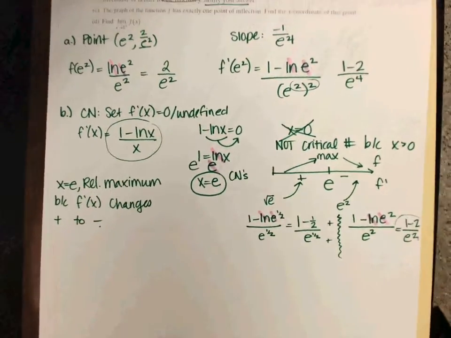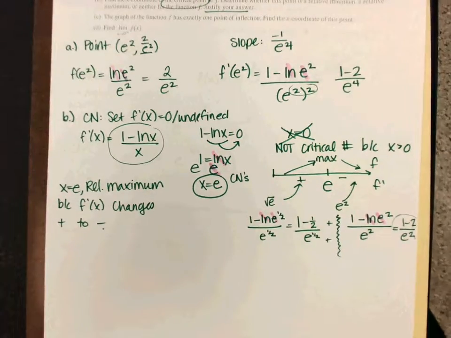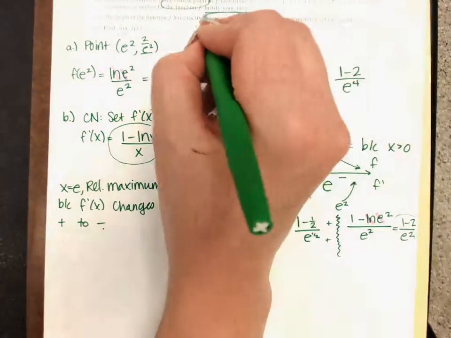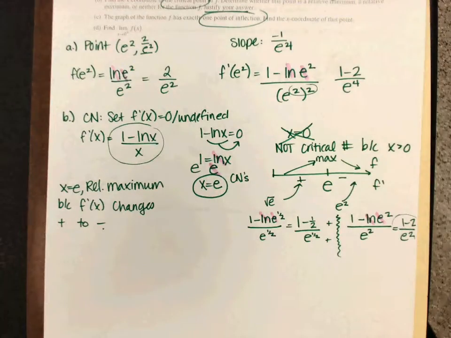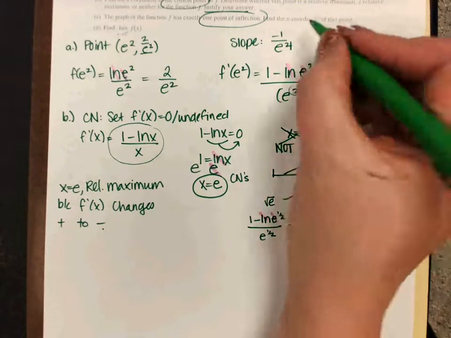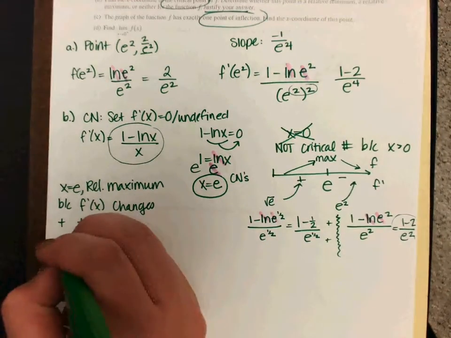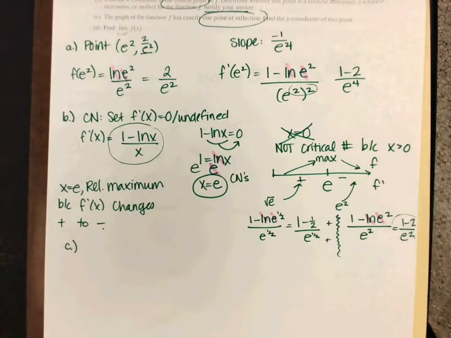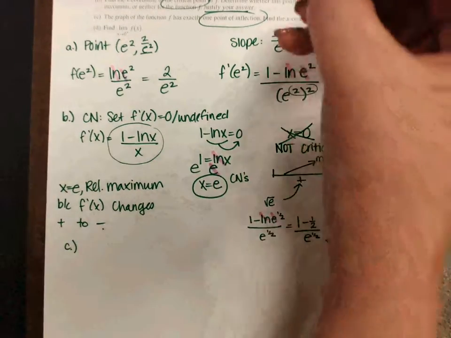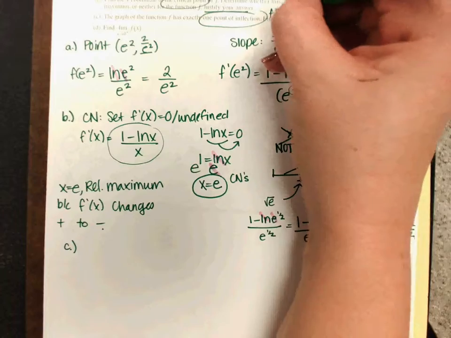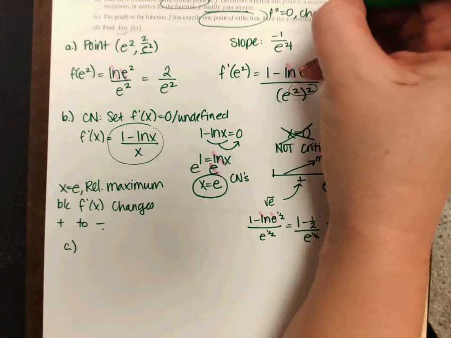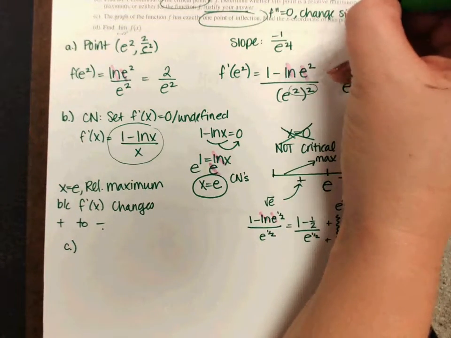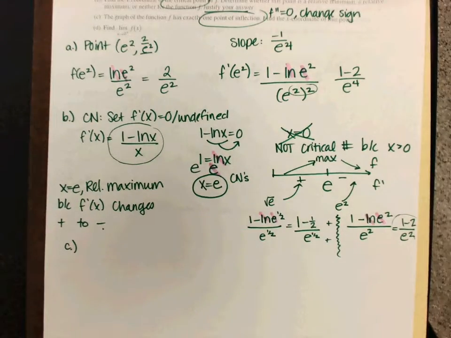Okay, last part, we need to do actually two more parts. Part C says it has one point of inflection. Find the x coordinate of this point. So notice it doesn't tell us we have to justify or anything like that. For a point of inflection, I need the second derivative to equal 0 and also to change sign. Okay? So let's take the second derivative.